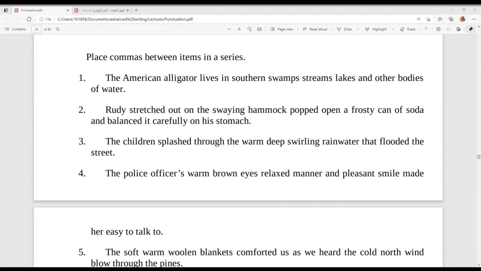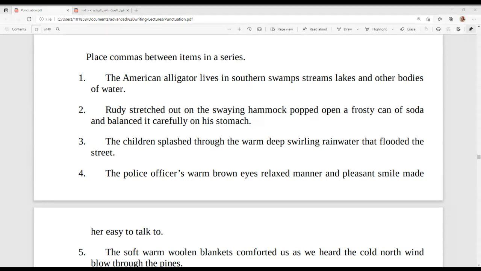Rudy stretched out on the swaying hammock, popped open a frosty can of soda, and balanced it carefully on his stomach. Yeah, popped open a frosty can of soda, comma, yeah, comma, and balanced it. Yes. Rudy stretched out on the swaying hammock, comma, popped open a frosty can of soda, comma, and balanced.